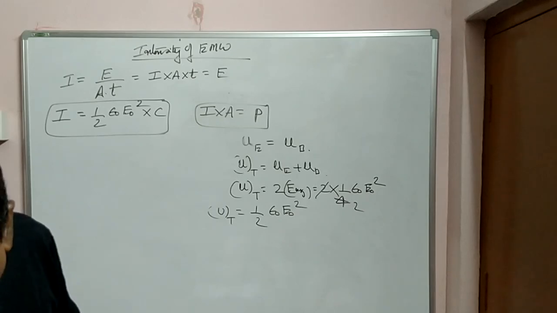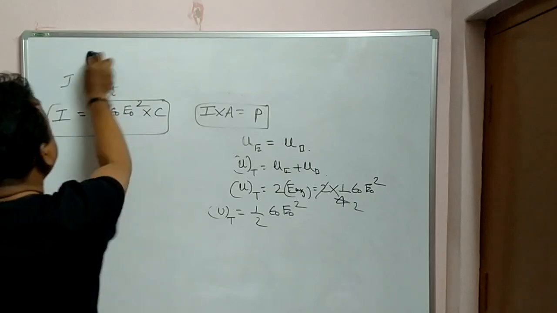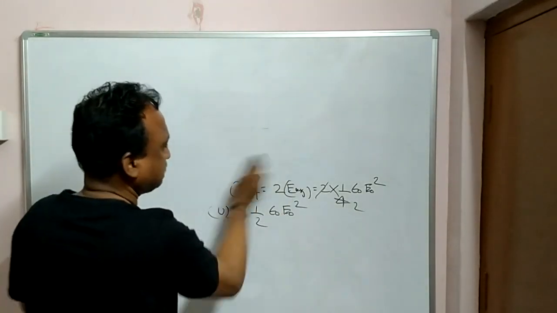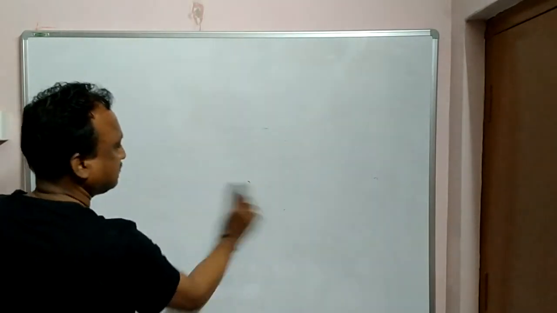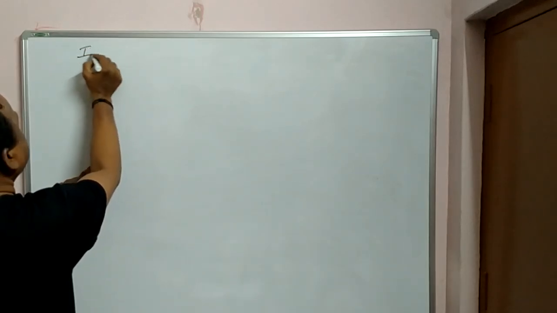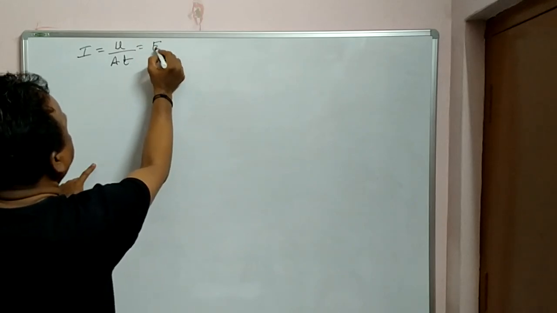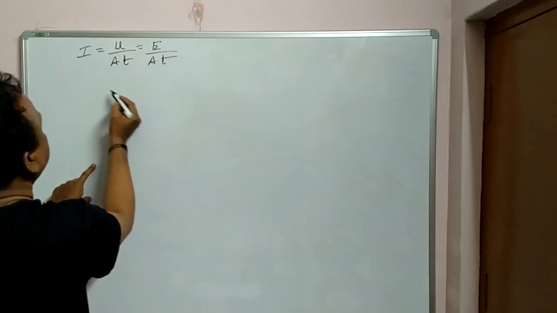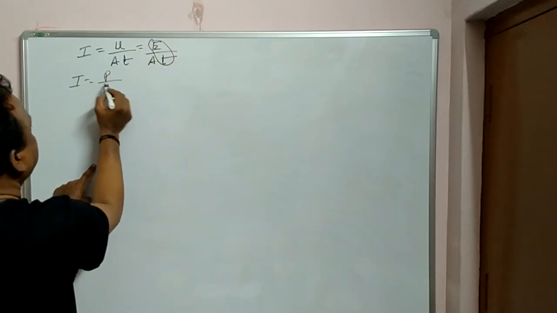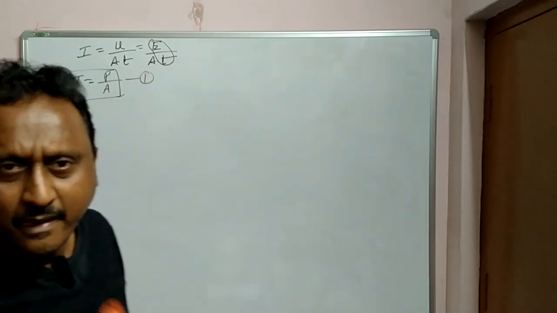Clear? Now let us go to the next one, Poynting vector. Please make a note of this formula. This is important. Intensity is equal to energy per unit area in unit time, that is equal to E by A into time, or I is equal to energy by time, which is power, that is P by A. This formula you have to keep in mind for the next concept.